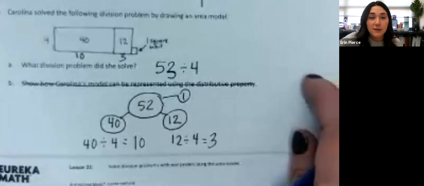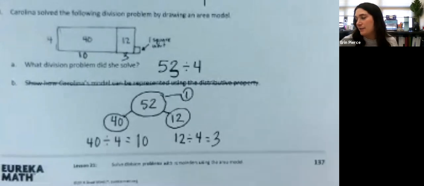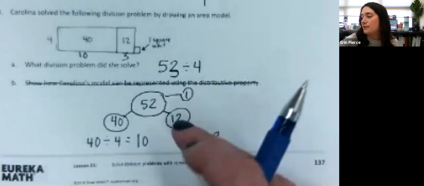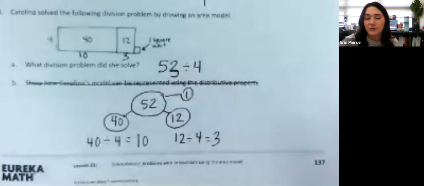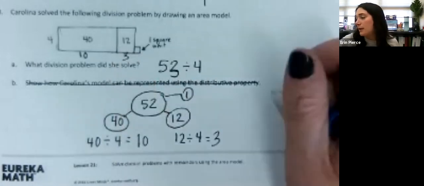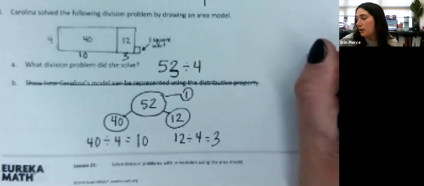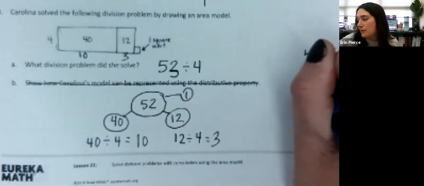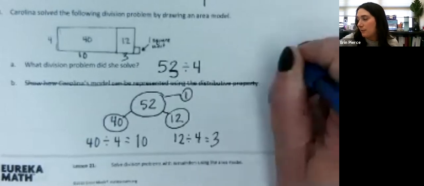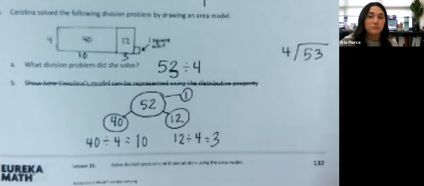We can also solve this using long division. I'm going to put it over to the side so we can connect all three ways. This is the distributive property, which can also be called the number bond. We have the area model shown. Now let's look at our long division to make sure that we are solving it correctly. So 53 divided by 4.